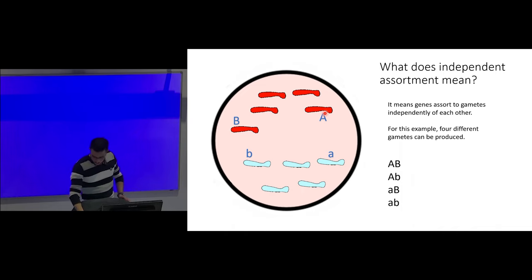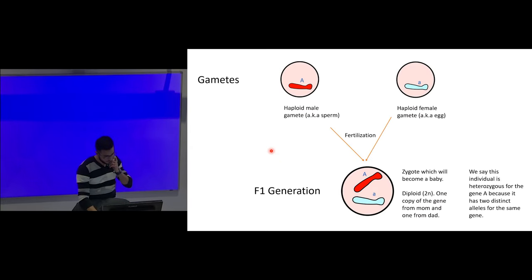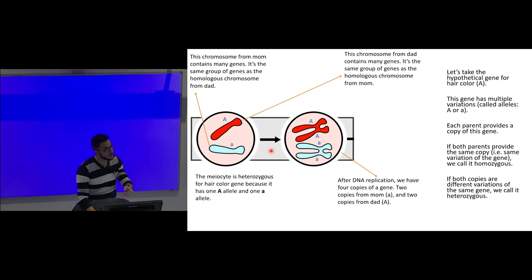So this is the meiocyte that I was talking about, right here. The meiocyte itself contains two copies of each gene, one from dad, one from mom. When you're inheriting this gene, you can either get the one from dad or the one from mom, right? Does that make sense up to now? When you have two genes or three genes that are on different chromosomes, then you don't necessarily just get one side or the other. You can grab one from mom and one from dad. So we're thinking about the genes relative to each other and how they end up in a gamete.